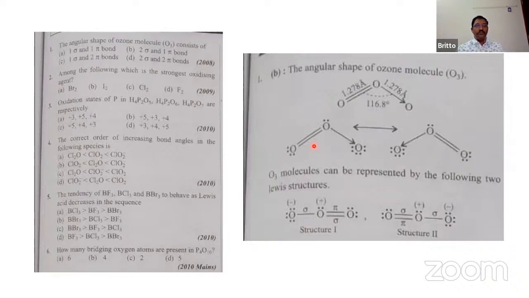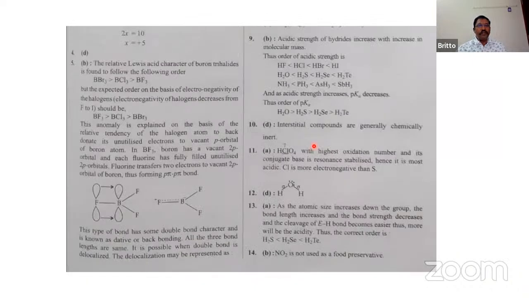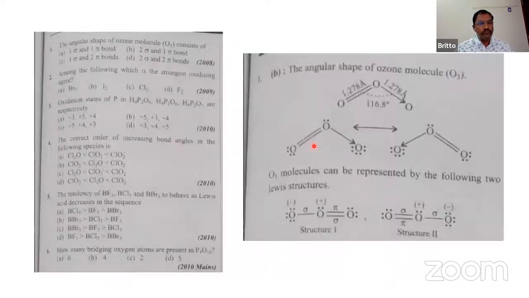Okay, let us look at the second one. Among the following, which is the strongest oxidizing agent? Now, I think we saw yesterday that F2 is among the strongest oxidizing agents. It is because of the size of the fluorine atom, which is so small, and around that we have 3 non-bonding electron pairs. So the repulsion is more, as we saw.